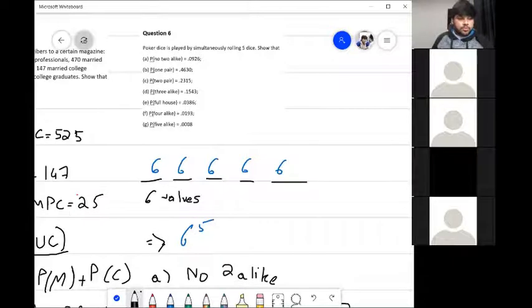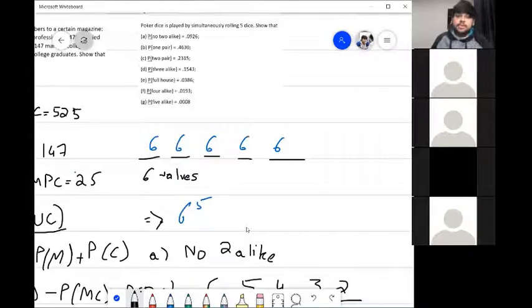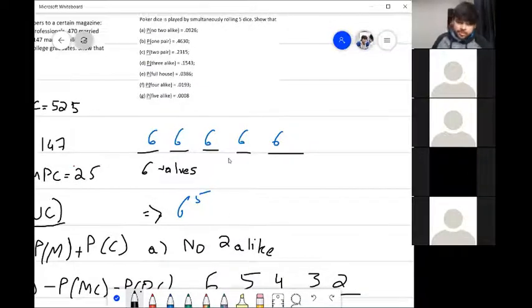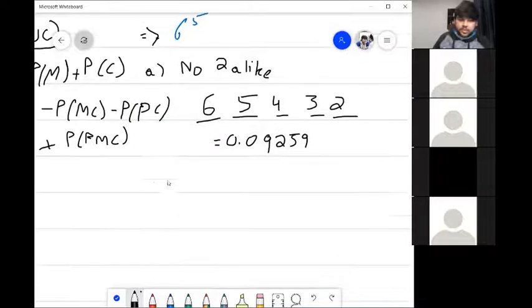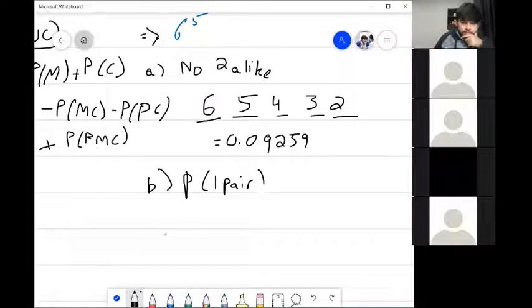Okay, so getting over. Use the same method. So now part B is, what's the probability of you having one pair? Now this makes it a bit interesting. Because they've added these restrictions, that's why I like my method. Probability of one pair.